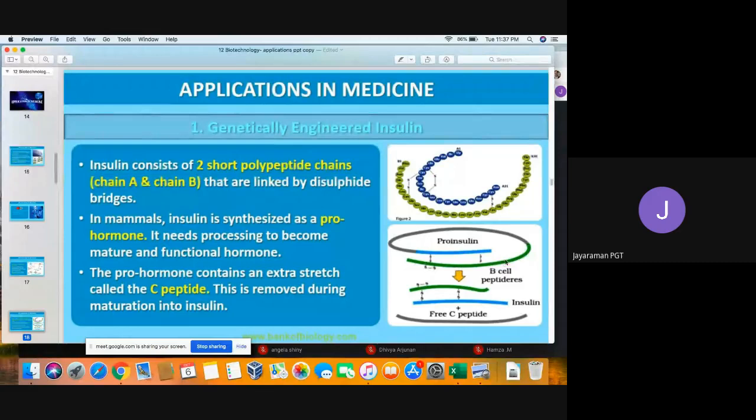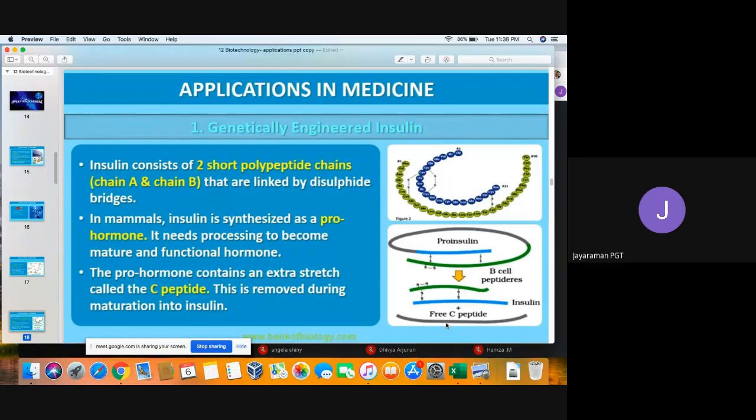So then the C peptide, C for connecting peptide, is removed. After removing it, these two are joined with sulfur. They add sulfur, then a disulfide bond is formed between these two strands. And this is a functional insulin, a mature insulin. This is produced and the C peptide is removed. This processing is needed when you prepare it.